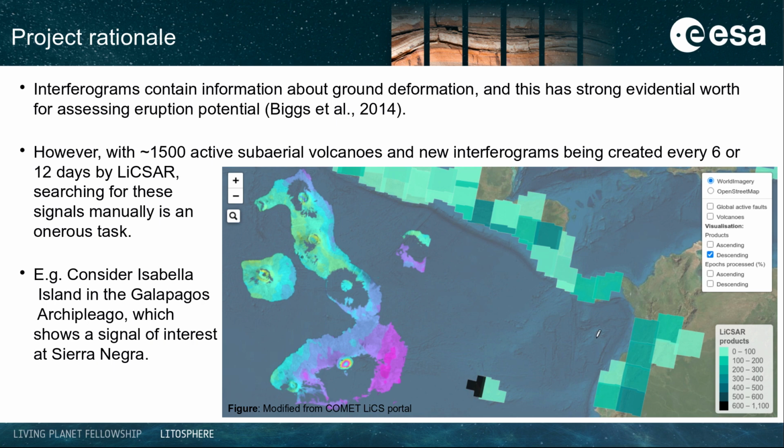So if we take an example of the Eastern Pacific, green shows where LiCSAR is automatically creating interferograms. The darker colour here suggests a longer time series. If we zoom in on that one interferogram, you can see that many volcanoes don't have any signals of interest associated with them. But Sierra Negra shows this really clear deformation pattern. And it's the search for these deformation patterns in this huge set of data that we've been interested in and have applied machine learning to help us do.